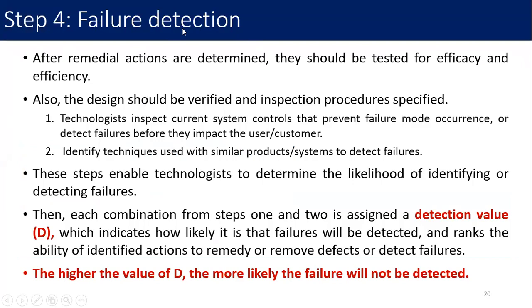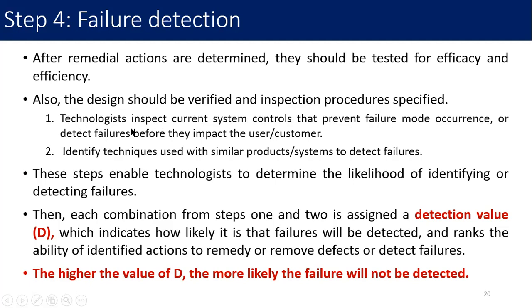Then failure detection. The fourth step is failure detection, right? This is also similar to steps 2 and 3. After remedial actions are determined, they should be tested for efficacy and efficiency. Efficacy means how much reliability there is. Also, the design should be verified and inspected, and inspection procedures specified. Technologists inspect current system controls that prevent failure mode occurrence or detect failures before they impact the user or customer.